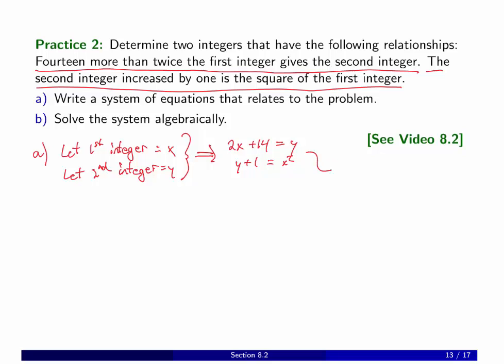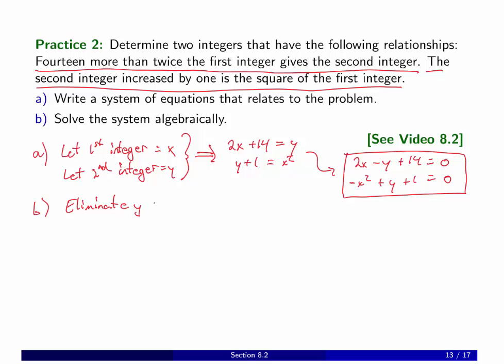So there you have it. We rewrite this. We're going to have 2x minus y plus 14 equals 0. We can rewrite everything in terms of 0. The second one will be negative x squared plus y plus 1 equals 0. So there you have it. Let's solve that. That's what part B is. Right away you can do elimination. What can you eliminate?